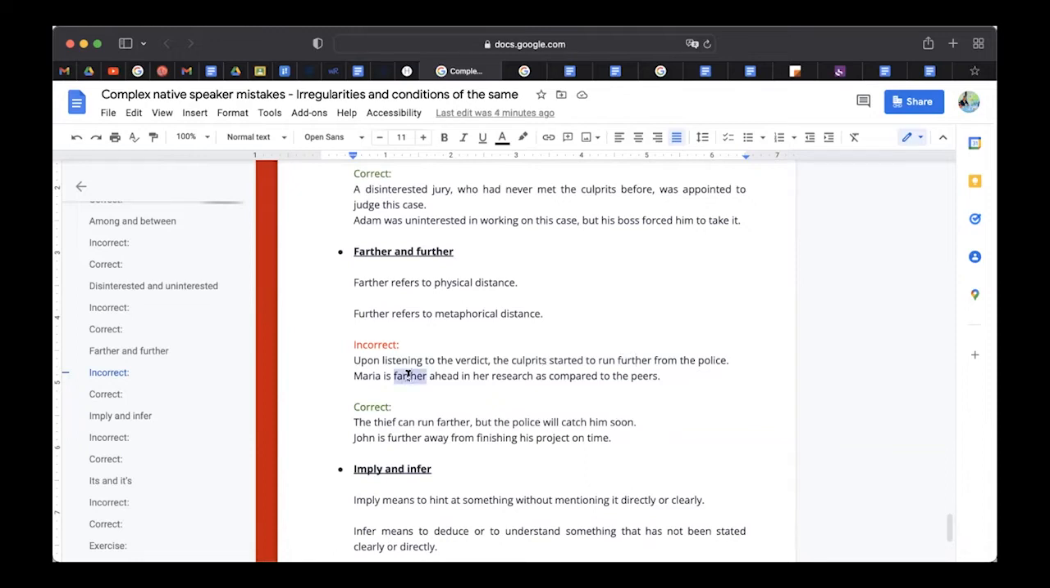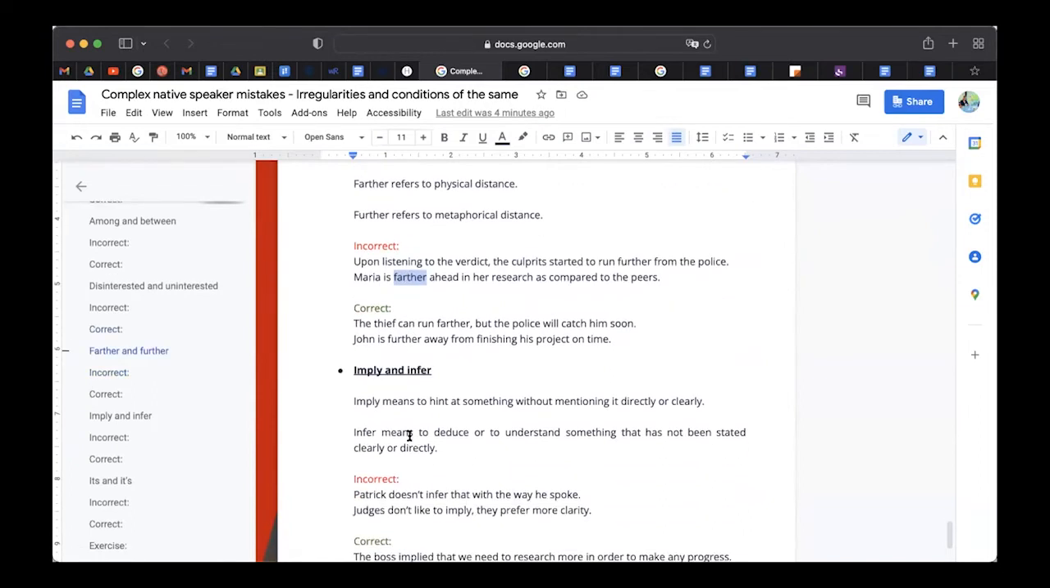Maria is farther ahead in her research as compared to the peers. No, Maria is further ahead, because actually in her research, there's no actual distance. I'm talking about a metaphorical distance: all the peers that she has are at a certain point and she is way ahead of that. Hence, further, because I'm talking about a figurative distance, which is in research on paper, not actual distance. Two correct sentences: the thief can run farther, but the police will catch him soon. John is further away from finishing his project on time. Questions?